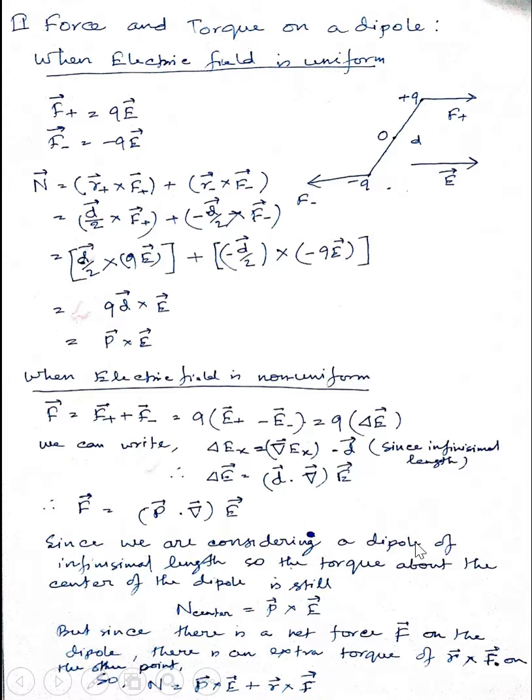Now, if we want to calculate the torque at other points, if I think that this is a non-uniform electric field and I want to find the torque at other points, then there is a net force, which we have already calculated. There will be a net force due to this non-uniform electric field. So there will be an extra term, and that is R cross F. So finally, at other points, torque will be P cross E plus R cross F.